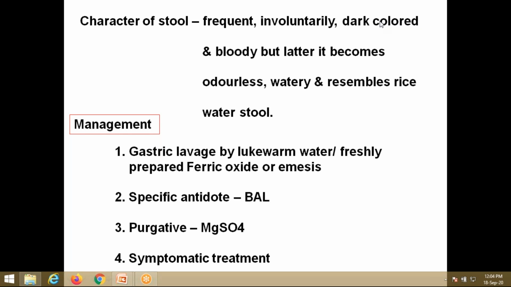Rice water stool, where there are a lot of starchy substances. So rice water stool later, and then the diarrhea can be there. So this is the characteristic of this case. So what is the management of this case?